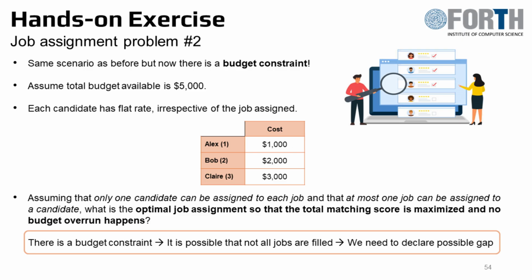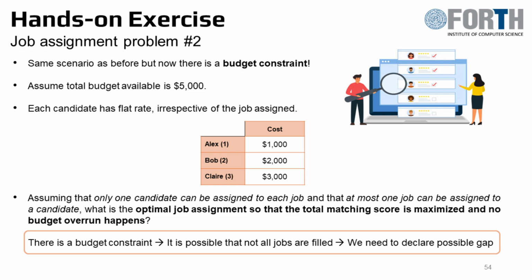Now, we extend the same scenario, but introduce a realistic complication. There's a budget constraint. The total budget available is $5,000. Each candidate has a fixed cost, independent of the job assigned. Alex costs $1,000, Bob costs $2,000, and Claire costs $3,000. Now the assignment must respect not only compatibility, but also budget feasibility.